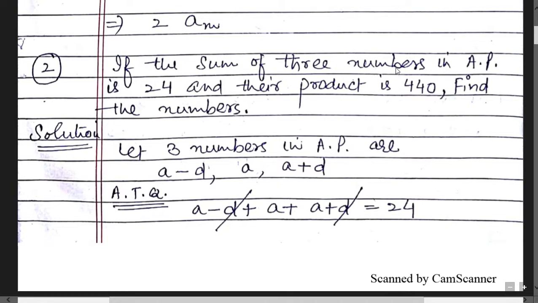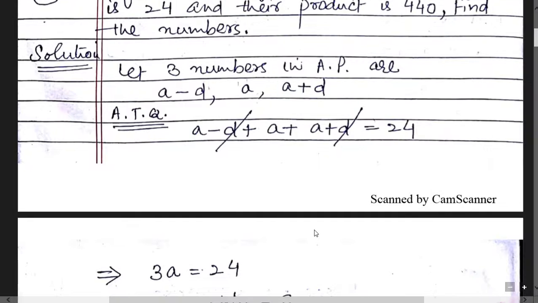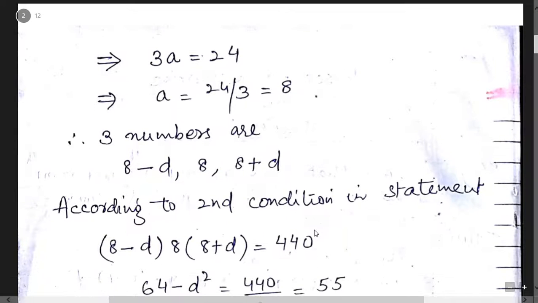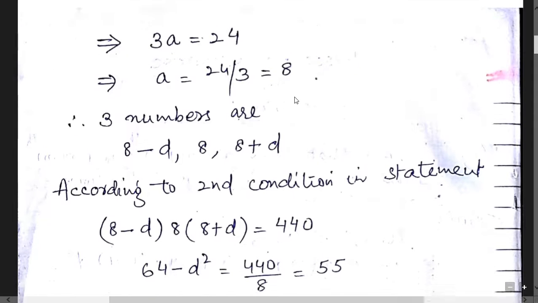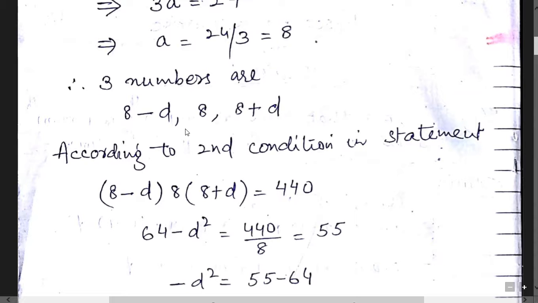If sum of three numbers in AP is 24 and their product is 440, find the numbers. If there are three numbers in AP and you have to assume the numbers, then assume the numbers as a minus d, a and a plus d, so that when you add these numbers you can cancel minus d and plus d and you can easily find out the value of a in the first step. It's 3a is equal to 24. Then you can write a is equal to 24 divided by 3, it's 8. It means the three numbers are 8 minus d, 8 and 8 plus d.